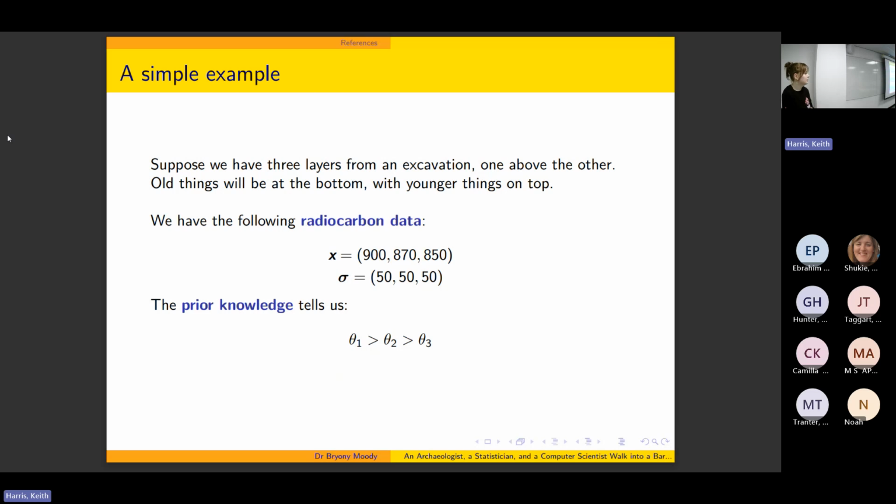So a simple example, because at the moment that's just a lot of formulae: suppose we've got 3 layers on the excavation. So going back to that picture I had before, where I had the skull and the axe and the bone fragment, and they've each got individual dates. The skull, for example, might be 900 plus or minus 50, and so on and so forth.